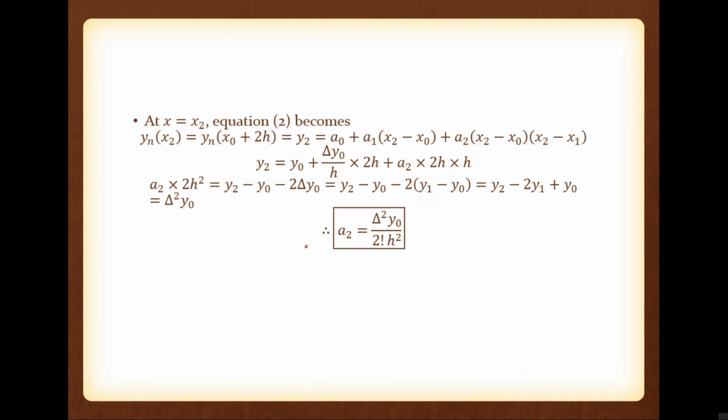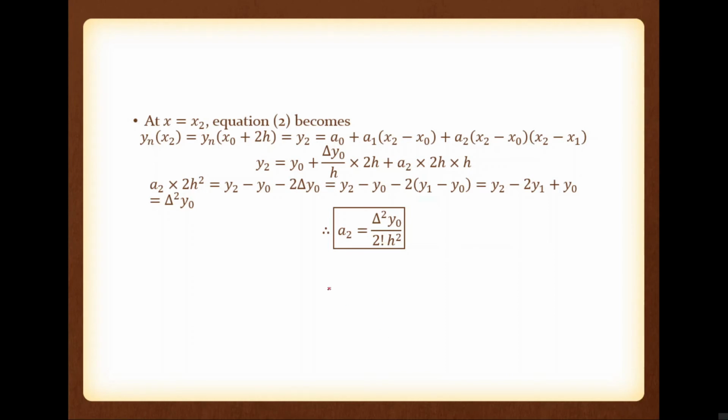I am writing a2 is equal to. So now I am going to generalize the equation. So before that, a2 is equal to delta square y0 divided by 2h square from this one, and instead of 2 I am writing 2 factorial. I told you I am going to generalize the equation. So a2 is equal to delta square y0 divided by 2 factorial into h square. So that is a2. So please remember, a0 is equal to y0, a1 is equal to delta y0 divided by h, a2 is equal to delta square y0 divided by 2 factorial h square.